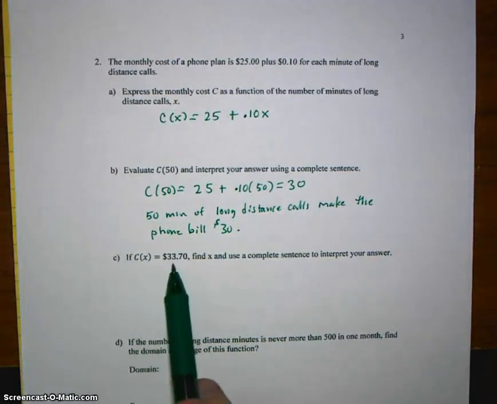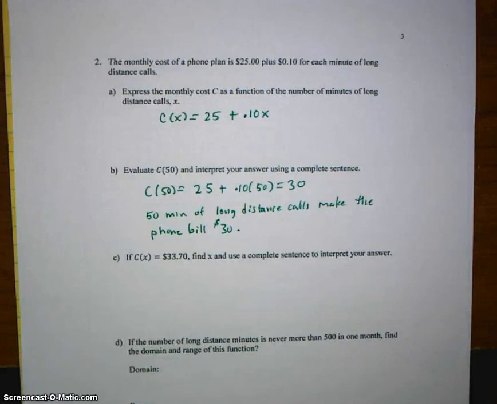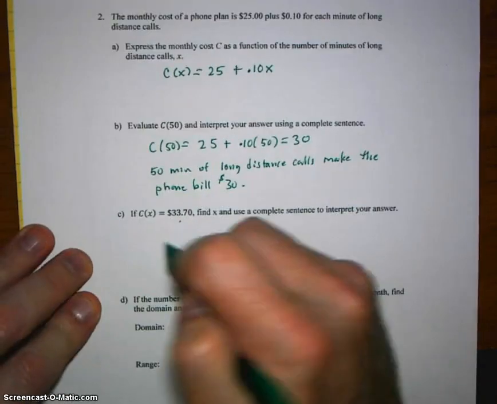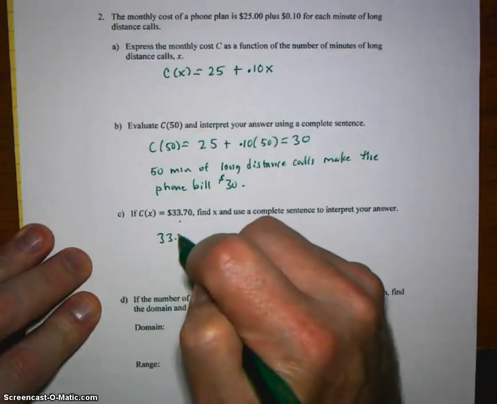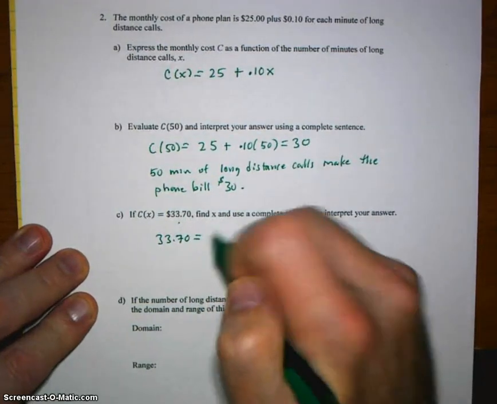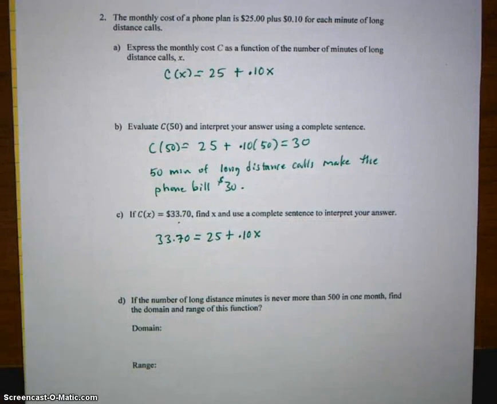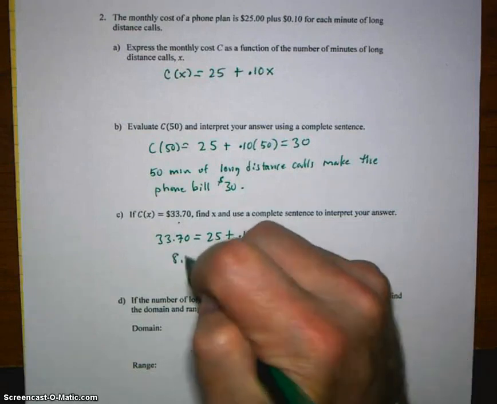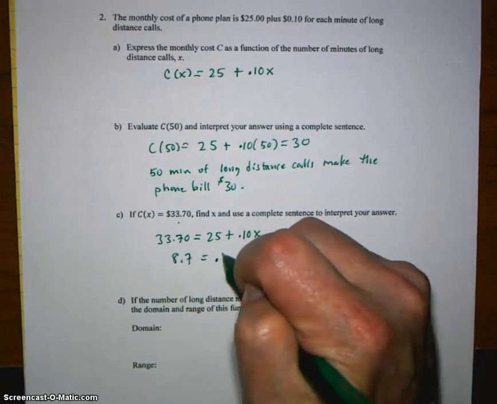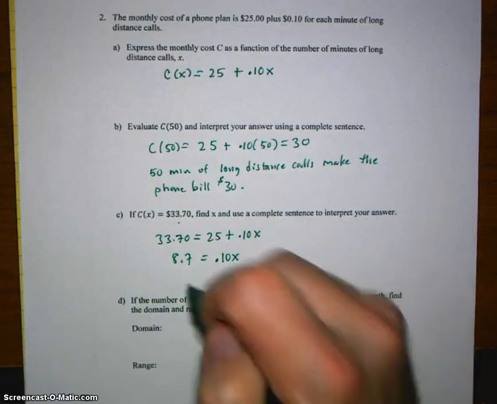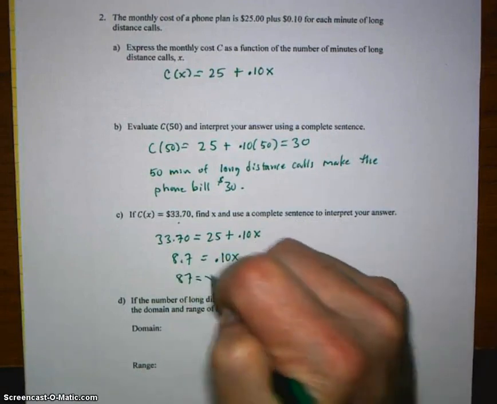If C of x equals 33.70, find x and use a complete sentence. Alright, so now we're saying C of x, that's the cost, so now we're saying the cost is 33.70, and we want to know what x is. How many minutes is that? So we subtract 25 on both sides. That's 8.7 equals 0.10x. Divide, x is 87.